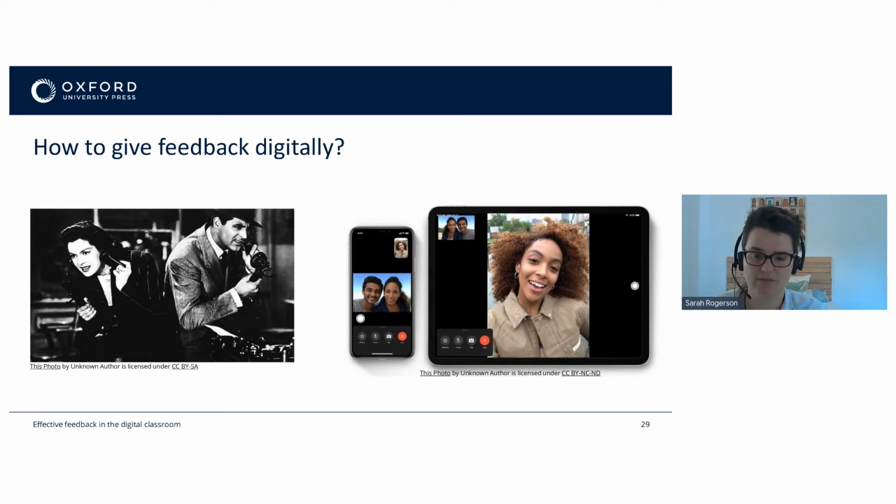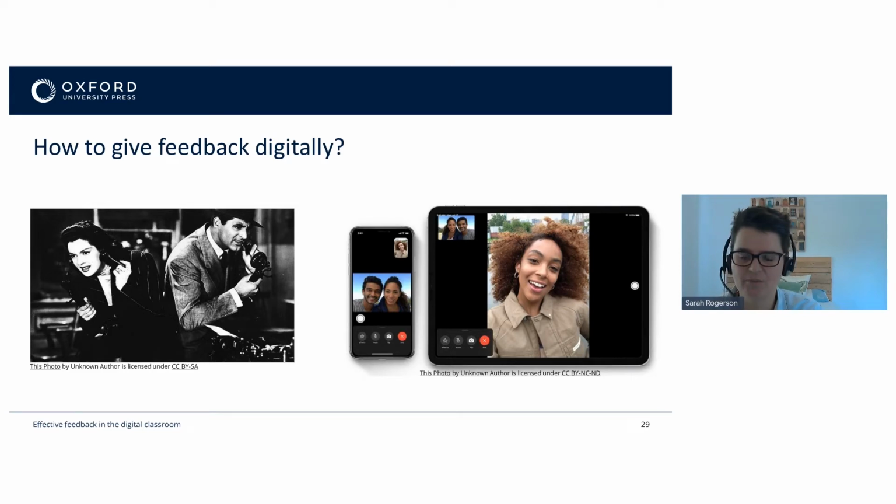Okay, so if we think about feedback, digital does not change what effective feedback looks like. Effective feedback is effective feedback. It's about it being well timed. It's about it being at the right level. It's about it focusing on the activity and not the person. They're the features of effective feedback that we've spoken about. That doesn't change if it's digital.